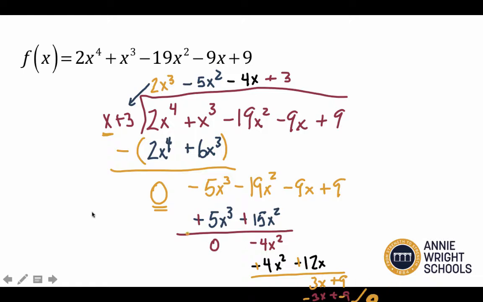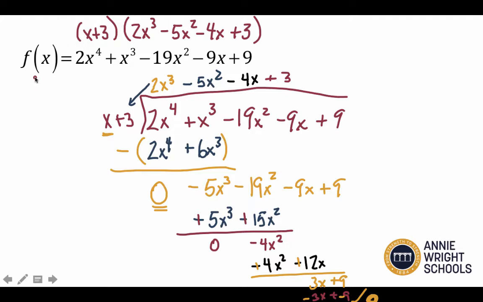What that means is x plus 3 evenly divides this polynomial. Or said another way, x plus 3 is a factor. So now what do I have? Well, I can rewrite this polynomial as x plus 3 times 2x cubed minus 5x squared minus 4x plus 3. And I found one factor.